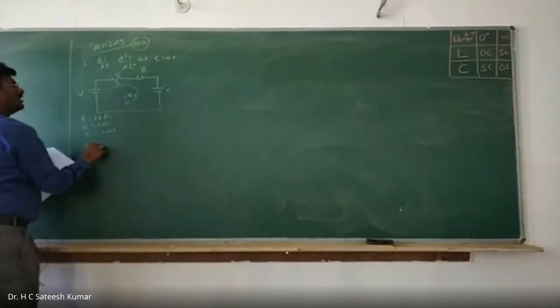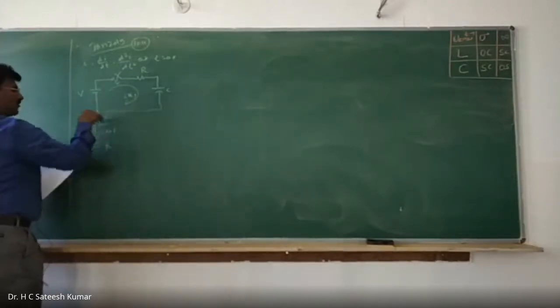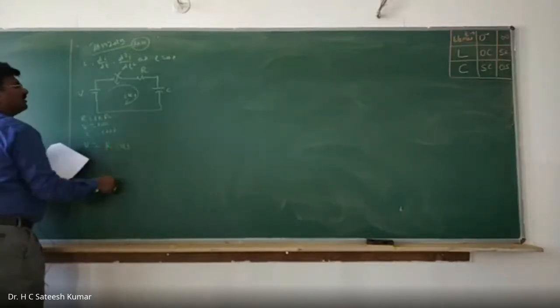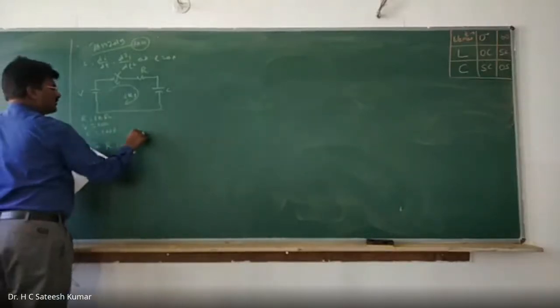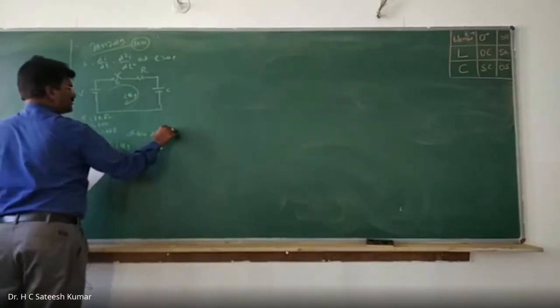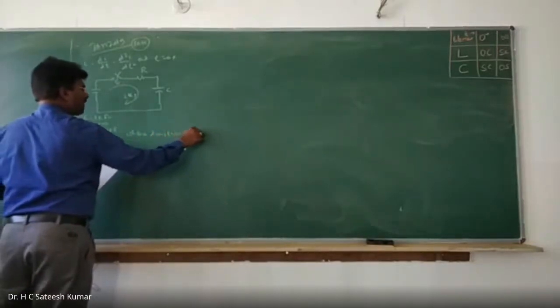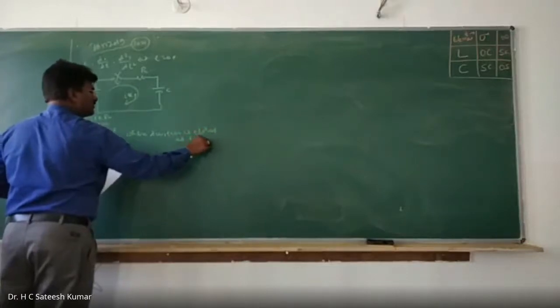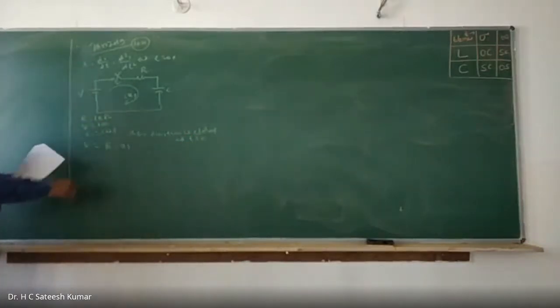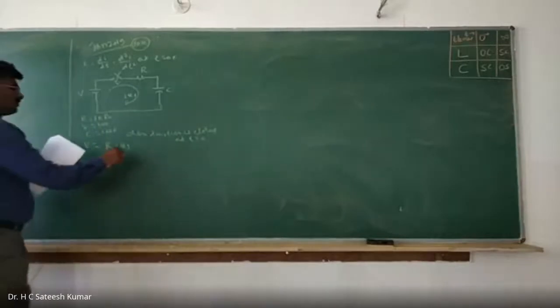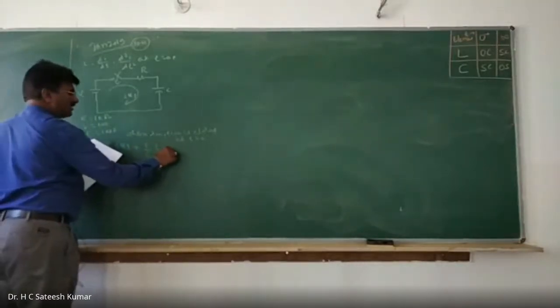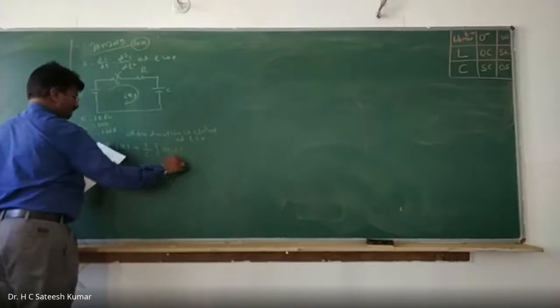As usual, once the switch is closed, the equation is V equal to R into i of t, when the switch is closed at t equal to 0, and V is equal to R into i of t plus 1 by C into the integration of i of t dt.